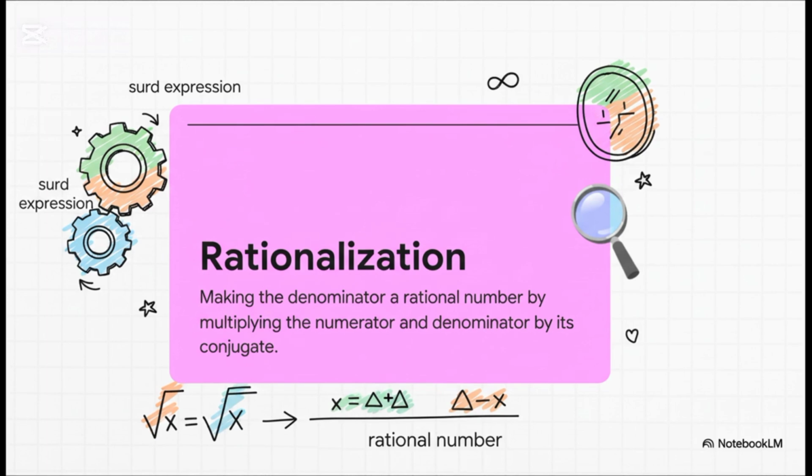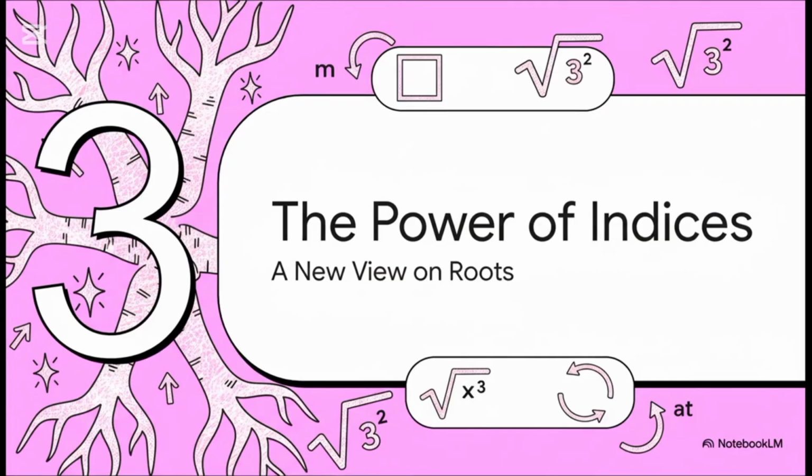The surd in the denominator just cancels itself out, leaving you with a nice, clean, rational number. Okay, get ready, because we're about to shift our perspective in a big way. We've been looking at numbers through the lens of roots, but there's another, much more powerful way to think about them. And that's where indices come into play.